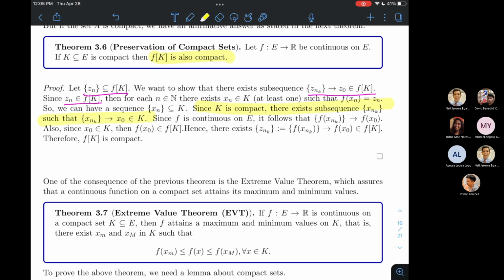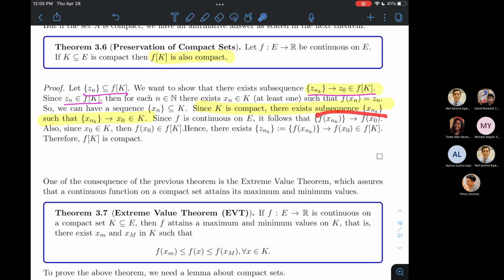Okay. Now, gagamitin ko ngayon yung pagiging continuous ni function f para mapakita na merong subsequence si Zn na nagko-converge sa loob ni f bracket k. Alright? But remember our characterization of continuity. Dahil si f ay continuous, tapos yung sequence x sub n sub k ay nagko-converge kay x sub 0, then yung sequence na mga function values ni x sub n k ay magko-converge din dun sa function value ni x sub 0. And that is true since f is continuous nga.